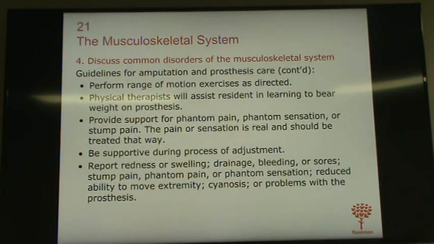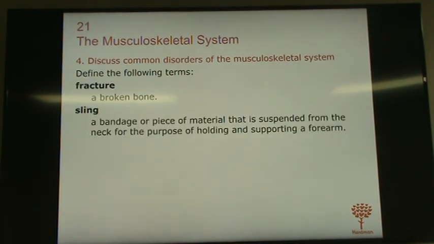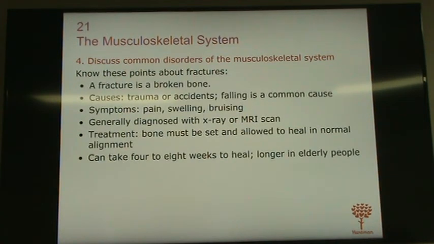Prosthesis, amputation and exercises, fracture and sling. Fracture is a broken bone. It could be a partial fracture or a full fracture. A sling is something you use to hold, like, the arm in place, to support it. Talk about fracture: a broken bone caused by accident or trauma also.